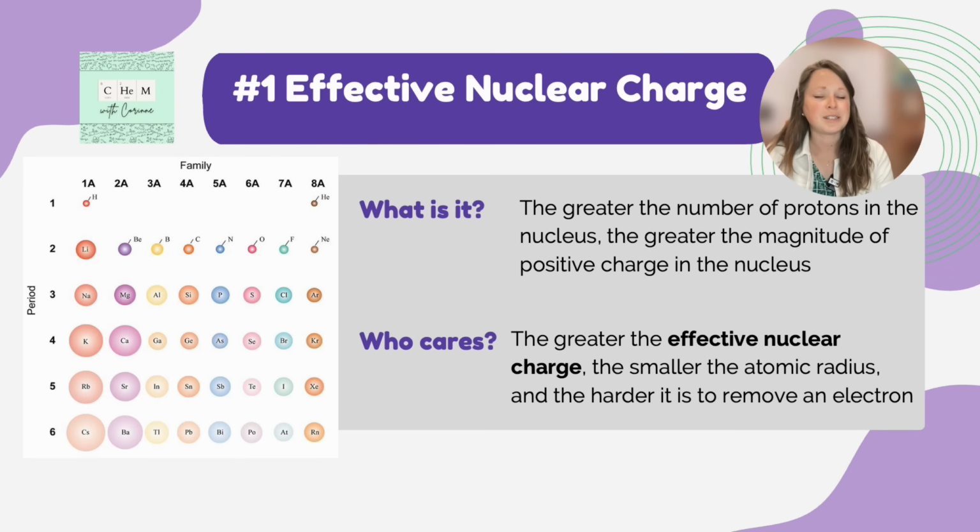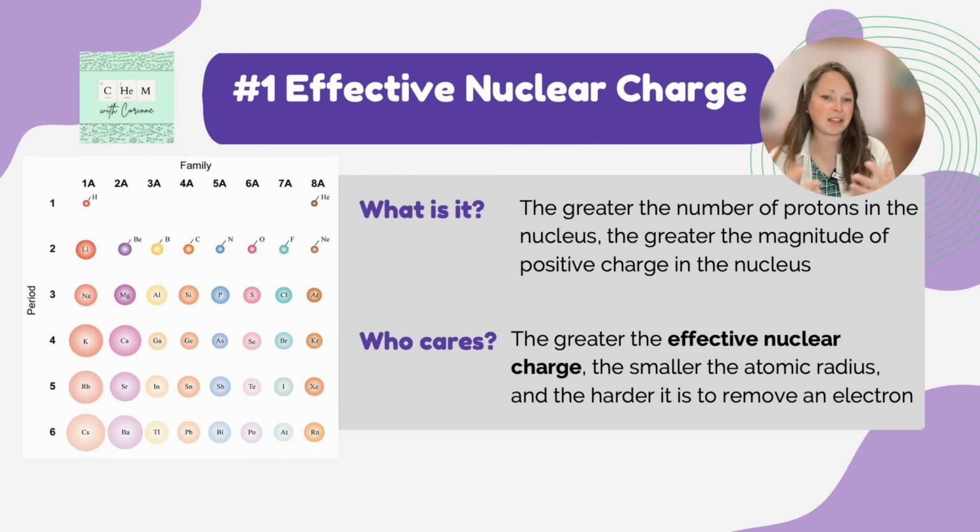The first one is effective nuclear charge. You've probably known it as Zeff. Basically what it is, it's a really simple idea. As I move from left to right across a row, I am adding protons to the nucleus of the atoms. As I add protons, I'm increasing the magnitude or the amount of positive charge. When I do that, the electrons are attracted to that higher quantity of positive charge.